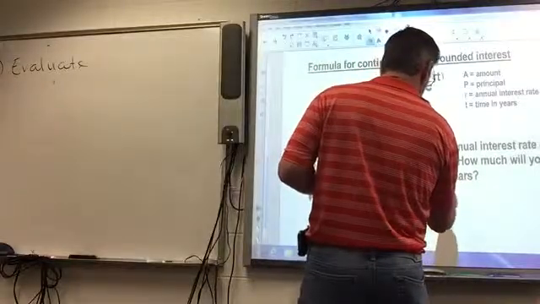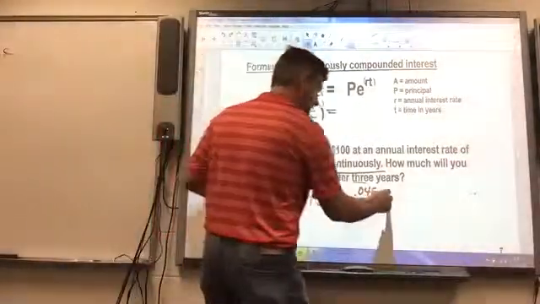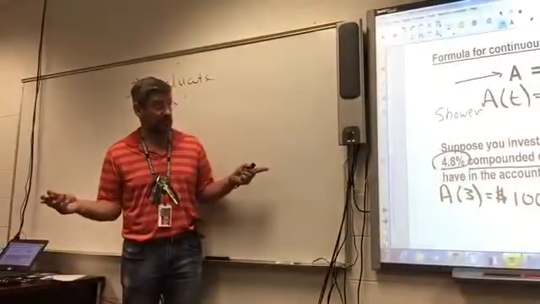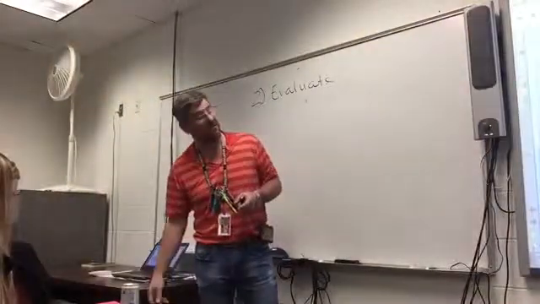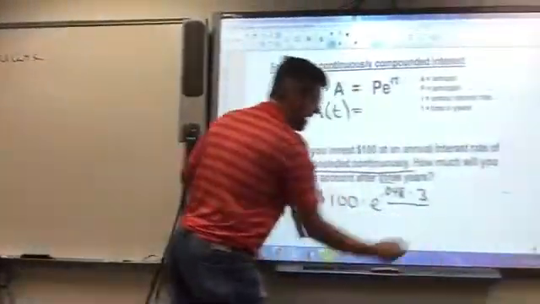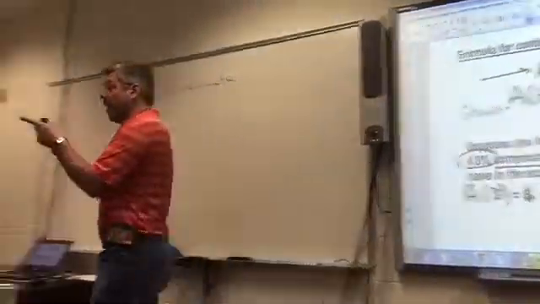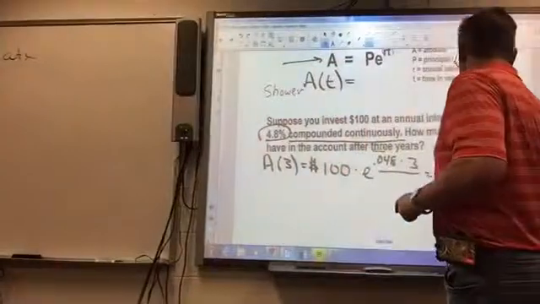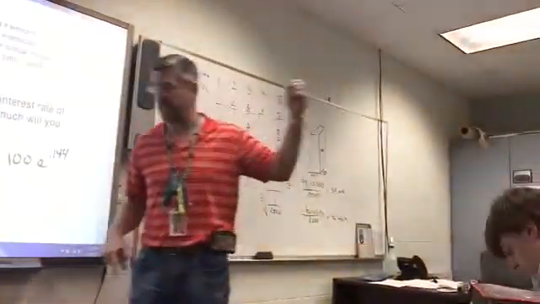So 0.048 times T, which is time in years. 3. Yeah, it's time in years, and it's saying after 3 years. Okay? So now I crunch the numbers. So do 0.048 times 3, that'd be what? 0.144. So this is 100 times e to the 0.144. And e to the 0.144, we got a few seconds left here, Brandon.